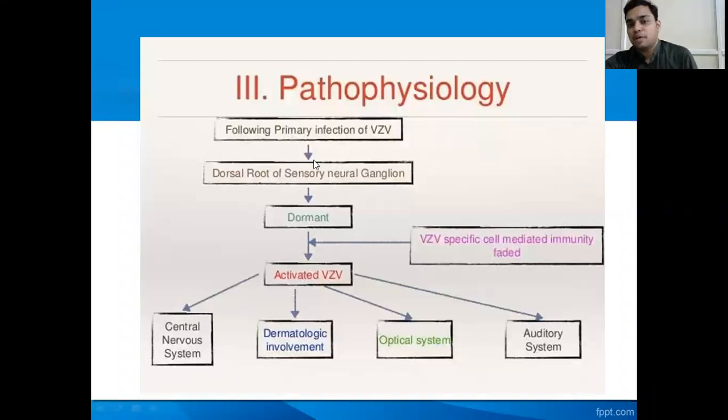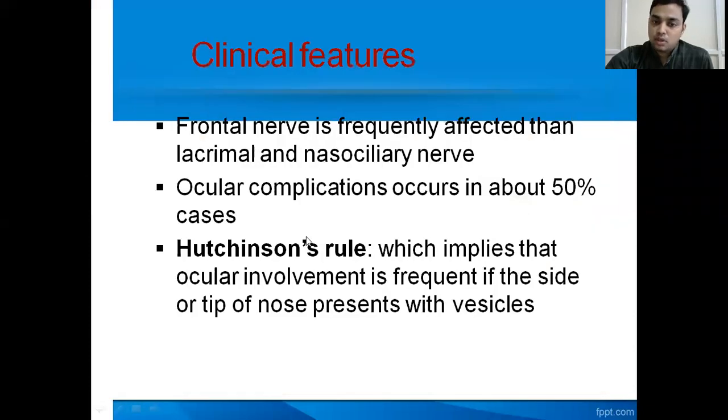Pathophysiology: following primary infection, this virus remains dormant in the dorsal root sensory ganglia. It gets activated in immunocompromised states, and the central nervous system is involved, skin is involved, the optic system is involved, and the arterial system is also involved. These are the systems involved if the virus gets activated. This virus gets activated in an immunocompromised state. So the Hutchinson rule you have to remember: if there are skin lesions involving the nose, then there is definite involvement of the eye.